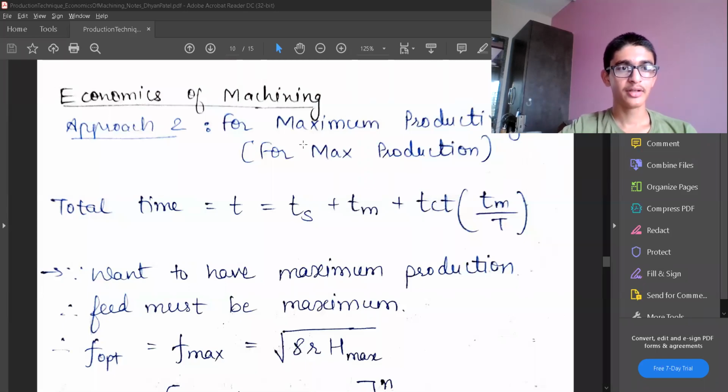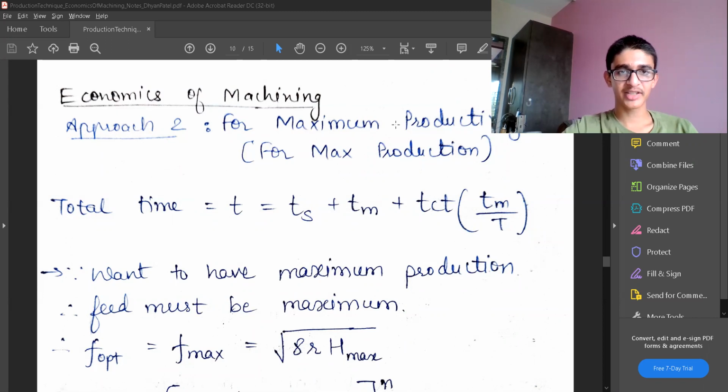So earlier we have seen the first approach, or one of the approaches, in which we were minimizing the cost, or minimizing the tool cost. Minimizing the tool cost means we are minimizing the cost directly of machining, because once we have made the capital cost investment, the only cost will be the machining cost. So machining cost will include the tool cost.